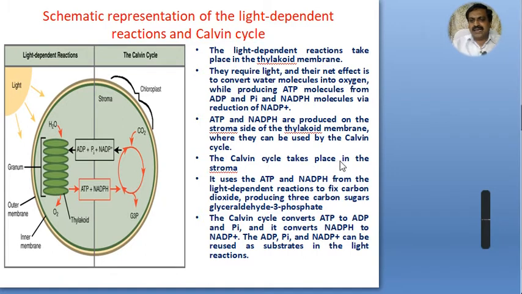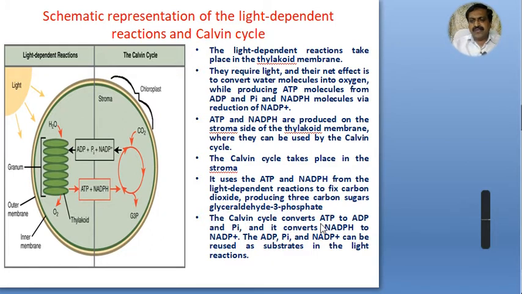The Calvin cycle takes place in the stroma region of the chloroplast, where the enzymes required for the dark reaction are located. It uses the ATP and NADPH from the light dependent reaction. When ATP and NADPH are utilized by this Calvin cycle, what for are they utilized? To fix the carbon dioxide. Here is the atmospheric carbon dioxide which enters the Calvin cycle. To fix that carbon dioxide into a carbohydrate, these two are utilized.